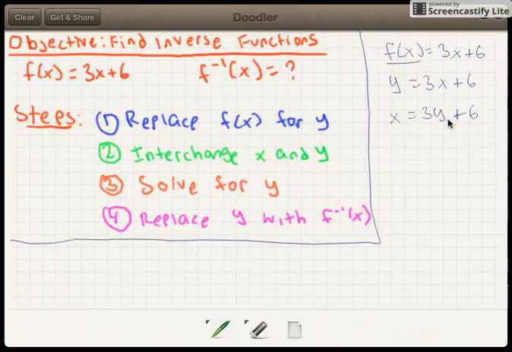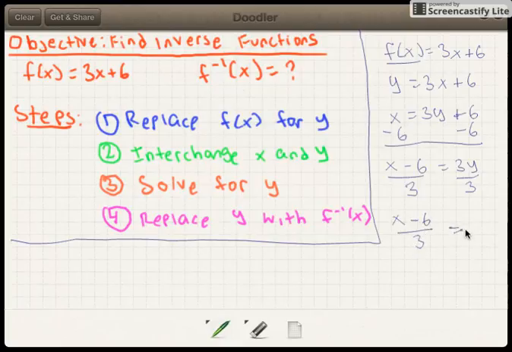So now for our third step, we're just solving for y. So now we want to get this y right here by itself. So we're going to subtract 6 from both sides. And now we're going to have something that looks like x minus 6 equals 3y. To get y by itself, we're going to divide both sides by 3. And now we'll have something that looks like x minus 6 over 3 equals y.